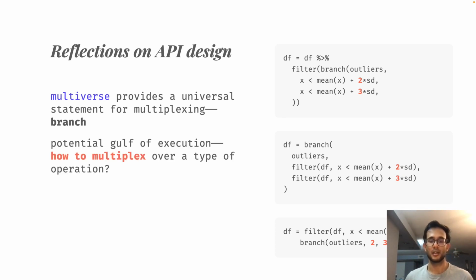This creates a potential gulf of execution. As there are many approaches of achieving the same goal, can the user figure out any of these approaches? Stylistically, are there any approaches which are easier to read or easier to learn?